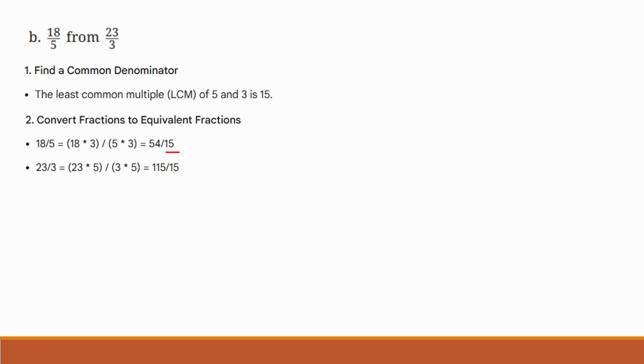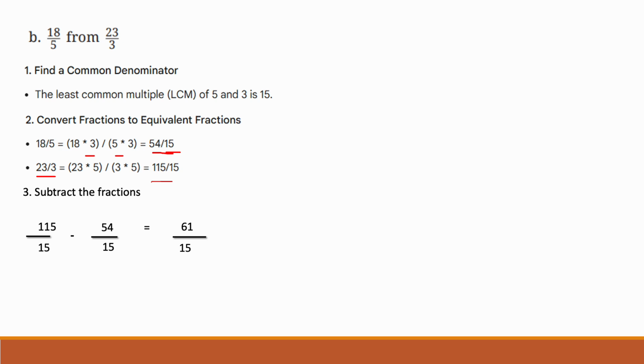So, multiply both numerator and denominator by 3. So, 18 into 3 is equal to 54. 5 into 3 is equal to 15. So, 18 by 5 becomes 54 by 15. The next, 23 by 3. You convert 23 by 3 into an equivalent fraction such that the denominator is 15. So, multiply both numerator and denominator by 5. Then you will get 115 by 15.